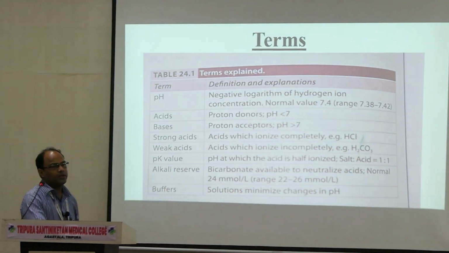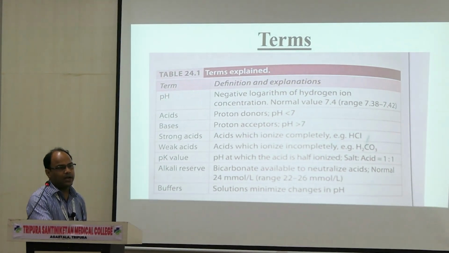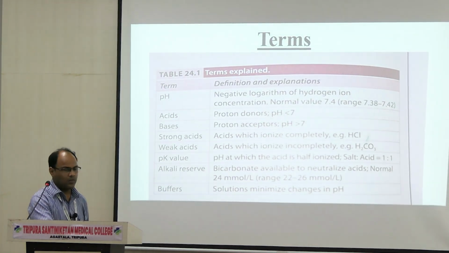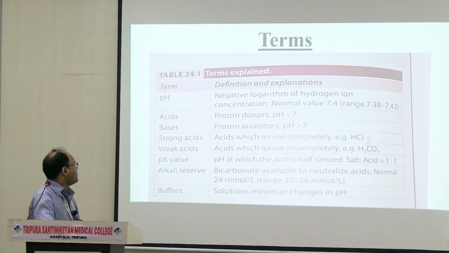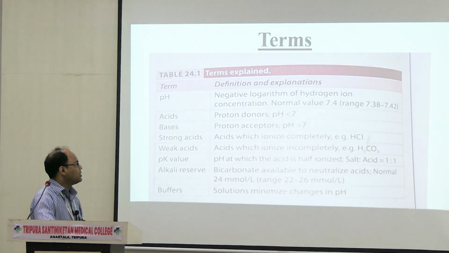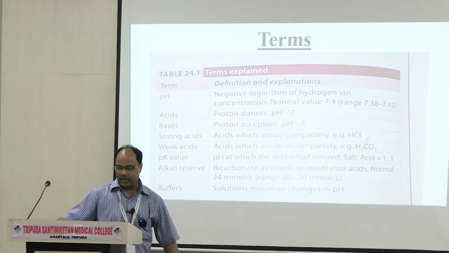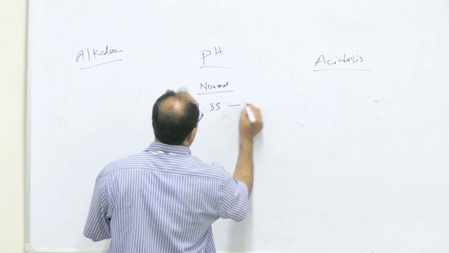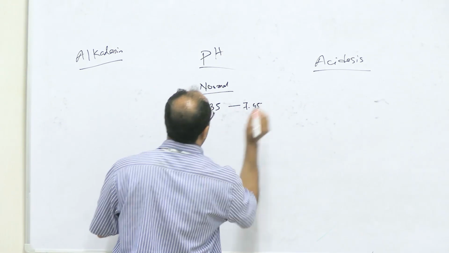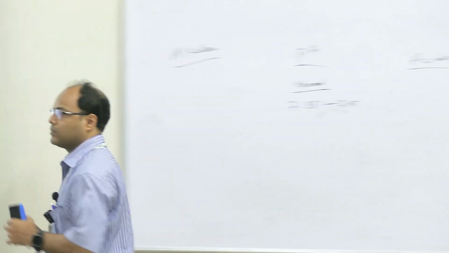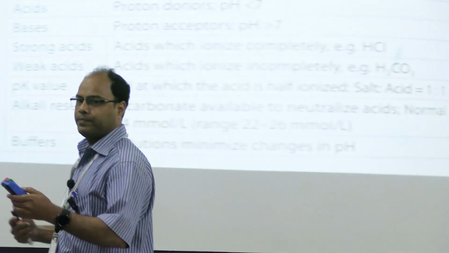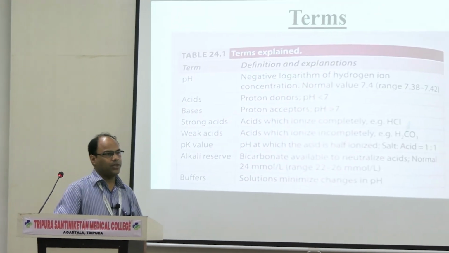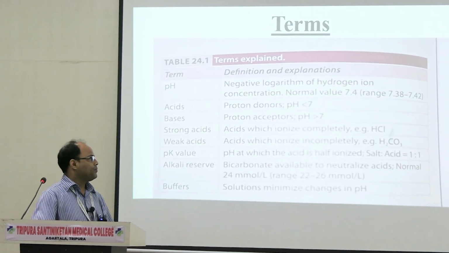What is pH? pH means negative logarithm of hydrogen ion concentration. Okay. Normal range of pH is 7.35 to 7.45. Here it is false actually. Please remember this one. 7.35 to 7.45 is the normal range of pH in our body. Okay.